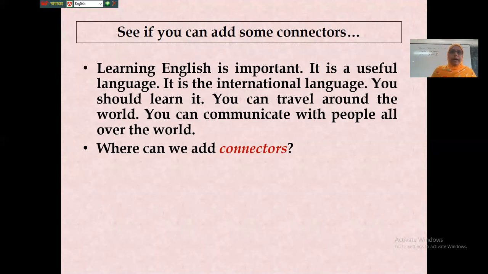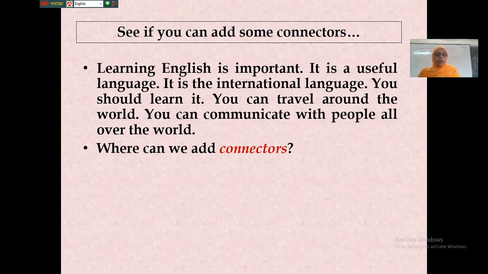See if you can add some connectors. The students, there are some sentences, in the simple sentences, there is no connector. We will answer that sentence. Learning English is important. It is a useful language. It is an international language. You should learn it. You can travel around the world. You can communicate with people all over the world. Where can we add one connector? কোথায় আমরা কানেক্টরগুলো বসাবো এবং কিভাবে বসাবো, কোন শব্দগুলো উপযুক্ত হিসেবে আমরা এখানে বসাতে পারি?